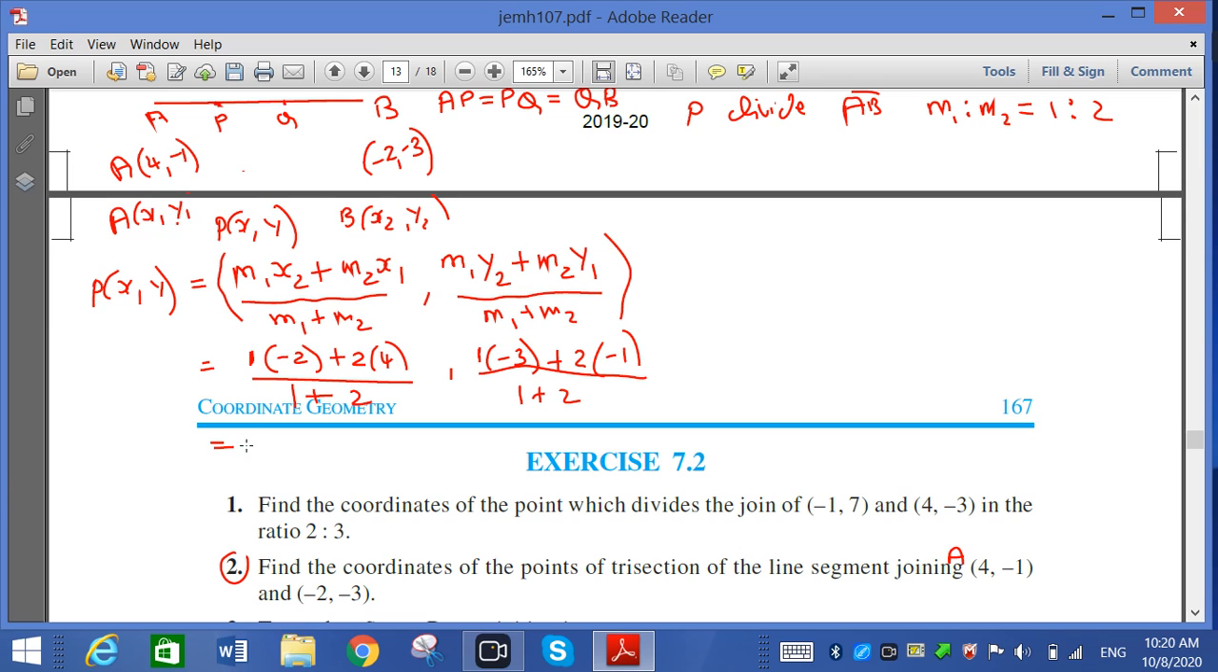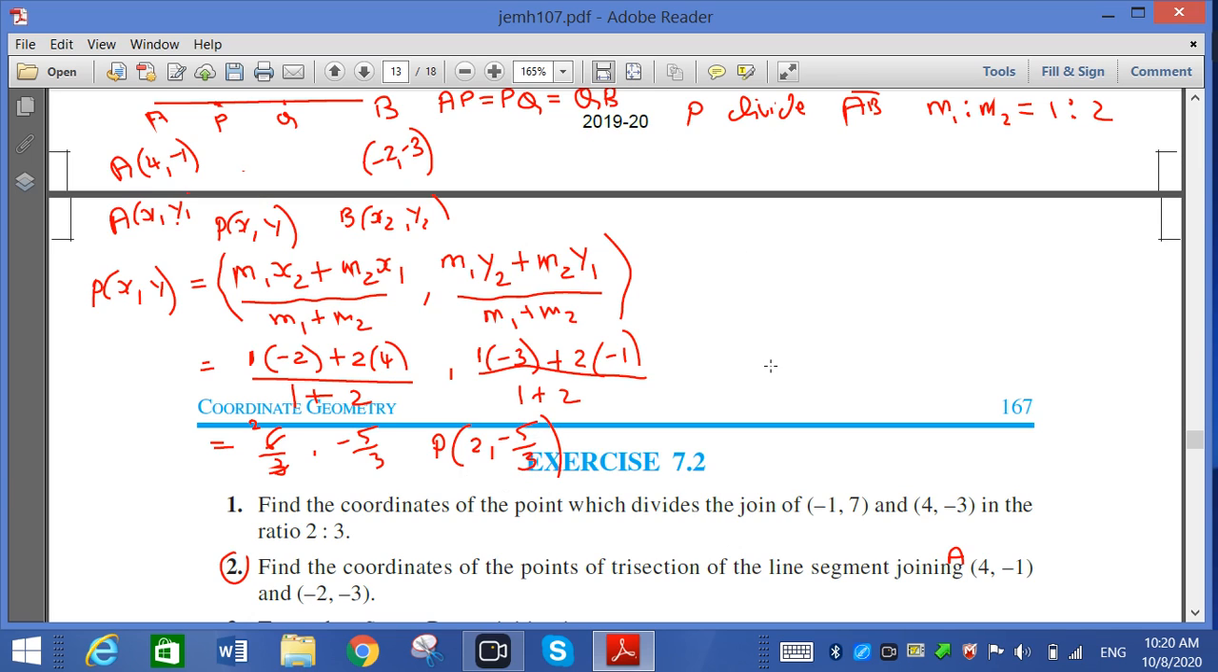If only the answer is wrong, they give half marks for the wrong answer. Other marks we can get if we go through the proper steps thoroughly. Now I will simplify. Minus 2 plus 8, that is 6. 6 by 3 is 2. Minus 3 minus 2, that is minus 5 by 3. So the coordinate of P is 2 comma minus 5 by 3.